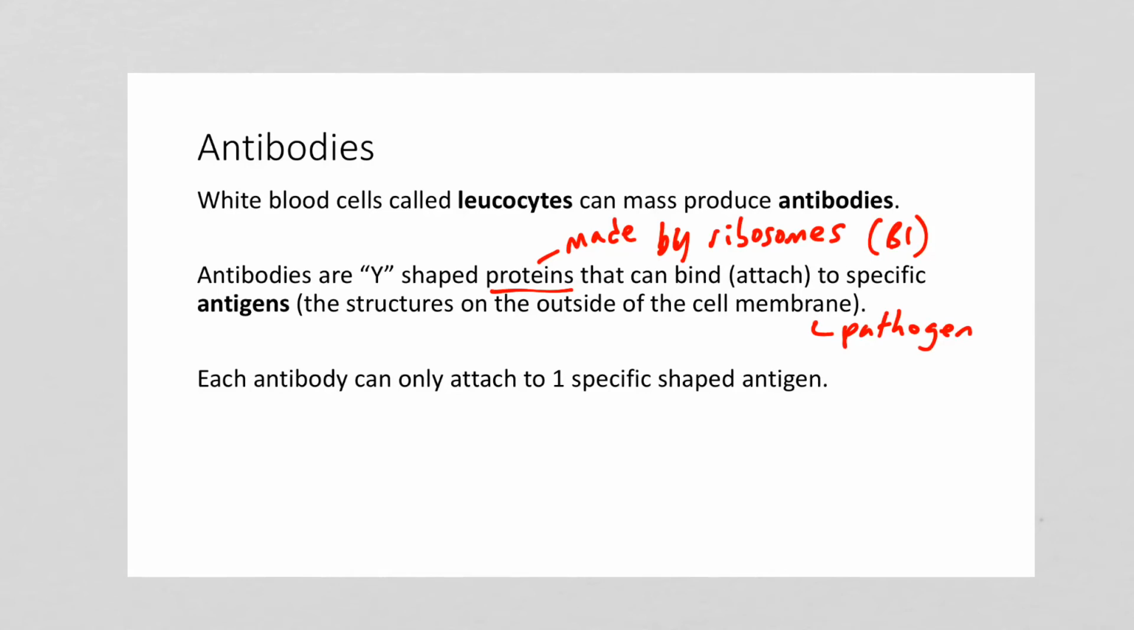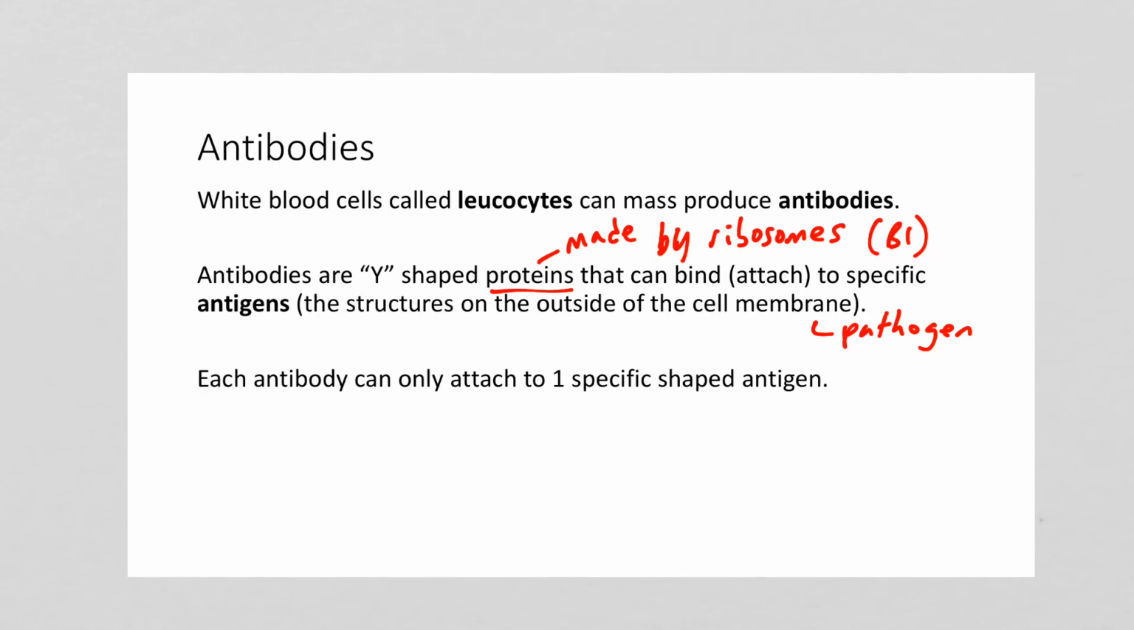Okay, because it is a Y shape, it can attach to two different pathogens at the same time, but it can only attach to one specific shape. This is similar to the idea that you saw in B2 with enzymes and substrates. The active site of each enzyme can only bind to the complementary shape, the matching shape of the substrate. It's the similar idea here. Each antibody can only attach to the matching antigen.